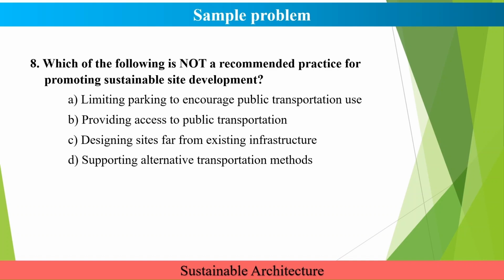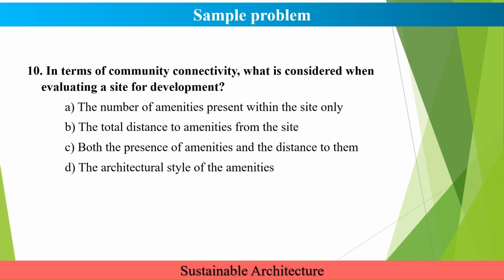So can we move to the next question, question number 9? Yes, sir. Okay, here is question number 9 for all of you. In terms of community connectivity, what is considered when evaluating a site for development? Option A, the number of amenities present within the site only, and the rest B, C, and D.